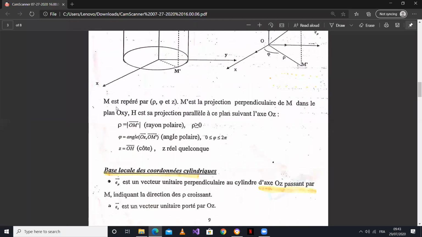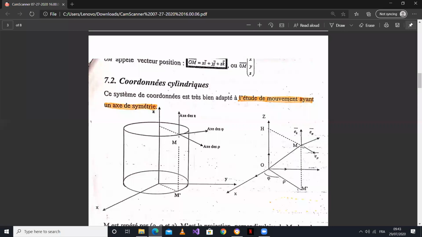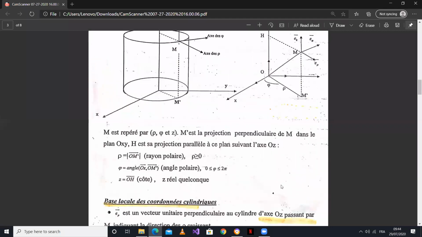So as I was saying, M est repéré par Rho, Phi, et Z. It means it is these three that help us define the position and the movements of the point M in this coordinate system. And then they tell us that M' est la projection perpendiculaire de M dans le plan OXY. As I told you, we want to study the rotation M is making. But to study it properly, we project it down there so that we can isolate it a bit and study its rotation properly from the origin, in this horizontal plane.